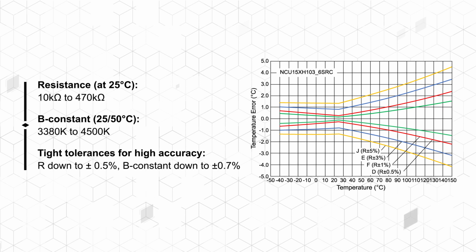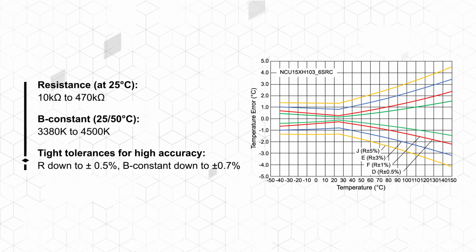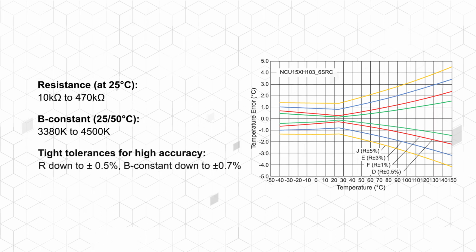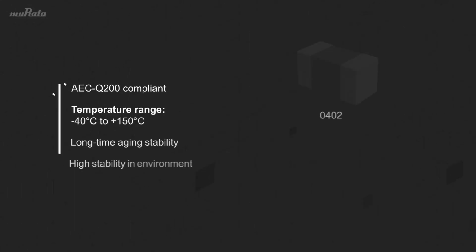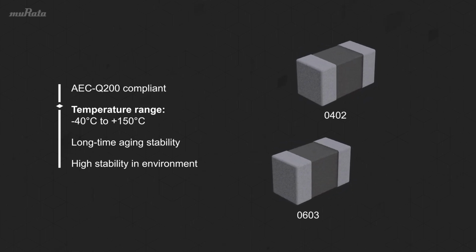to 4500 Kelvin. The thermistors are offered with very tight tolerance for resistance and B value to allow for high accuracy measurement across a wide range of expected operating temperatures. The thermistors are offered in 0402 and 0603 surface mount packages for use in space limited designs.